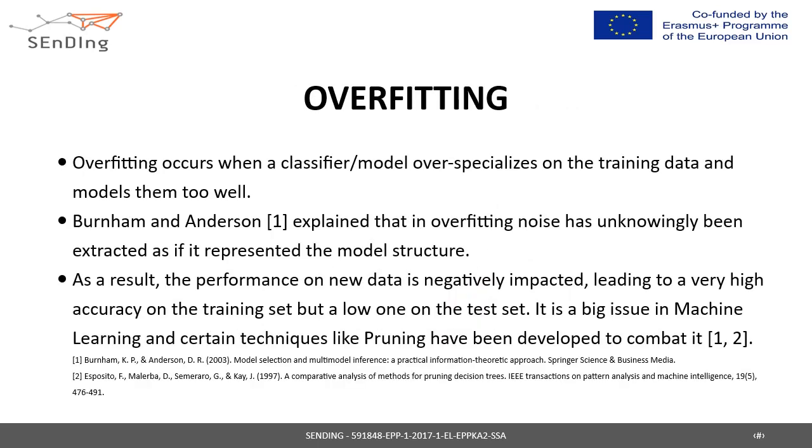Overfitting occurs when a classifier/model overspecializes on the training data and models them too well. Burnham and Anderson explained that in overfitting, noise has unknowingly been extracted as if it represented the model structure. As a result, the performance on new data is negatively impacted, leading to a very high accuracy on the training set but a low one on the test set. It is a big issue in machine learning, and certain techniques like pruning have been developed to combat it.